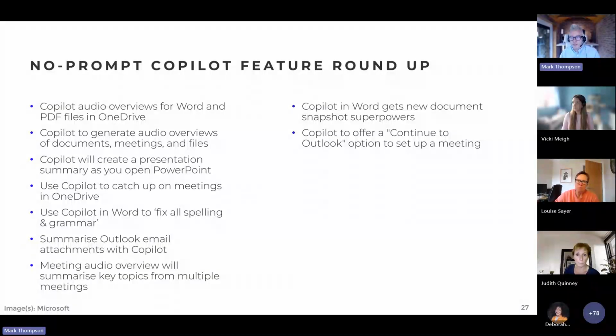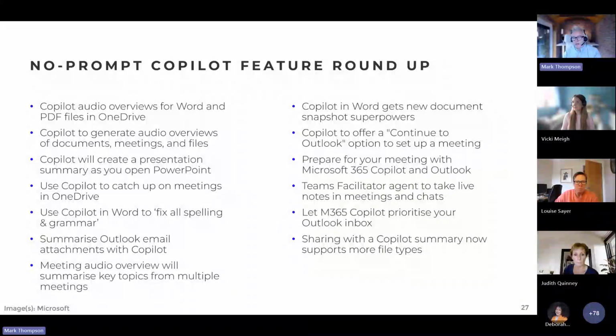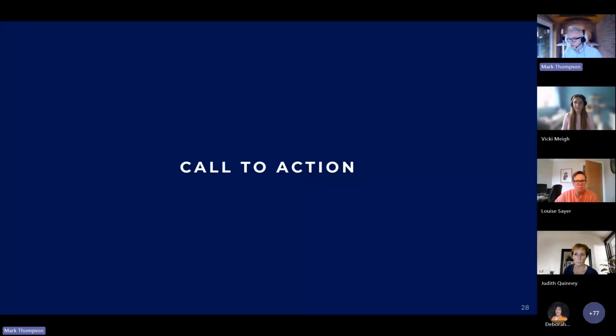And how about some things I haven't shown you? The Copilot continue to Outlook to create a meeting, preparing for your meetings as well. Teams facilitator agent taking live notes. M365 Copilot prioritizing your inbox. That might need a bit of help actually with them. Sharing with Copilot summary. I'm sharing a file. You can click on the Copilot. It will just give a quick summary when the person's reading, they receive the share. Then they get that. So look at all those things on the screen there, folks. So many things. You can put a great little session together to get those people back on board.